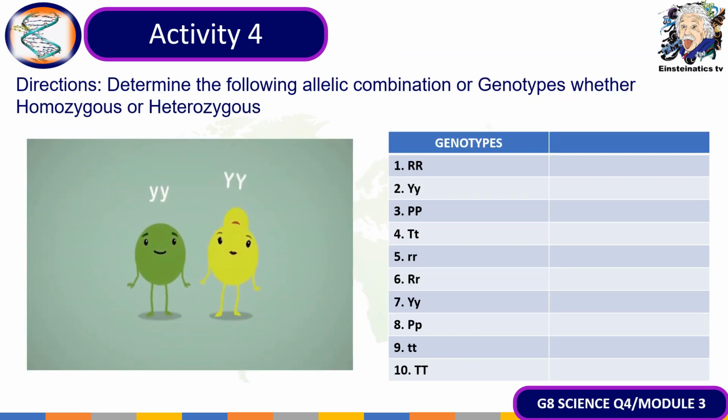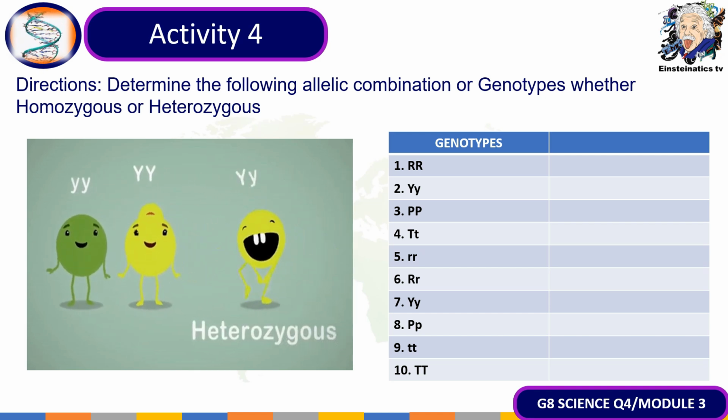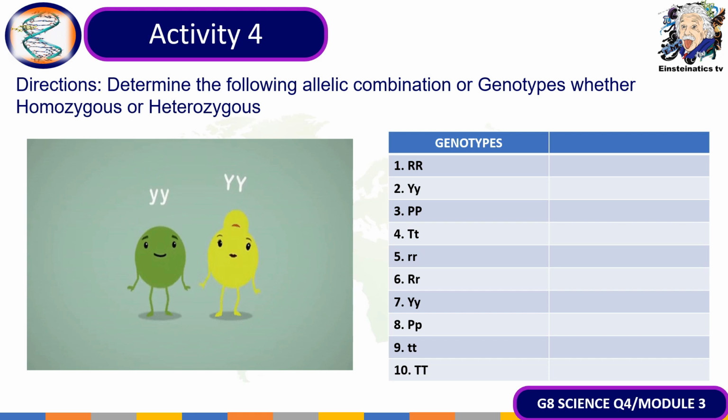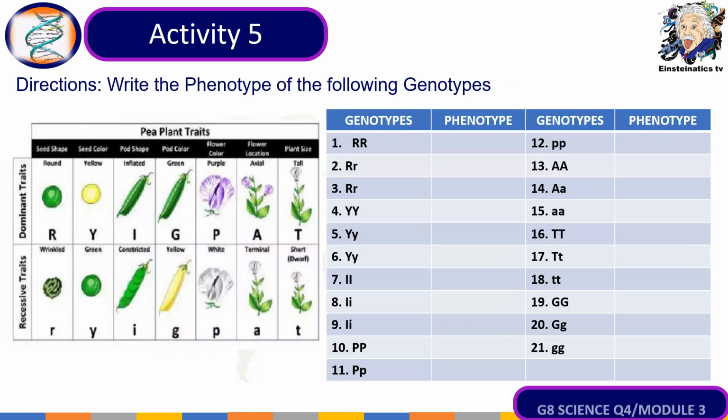For activity number 4, you are just going to determine whether yung allele combination ba niya or yung genotypes is homozygous or heterozygous. You may use the picture as a reference. For activity number 5, you are just going to write yung phenotype based on the following genotypes. Now, let us use number 1 as an example. Since this is homozygous and R is being represented by a round seed, so this one, number 1, is round. Yung phenotype of this seed is round.